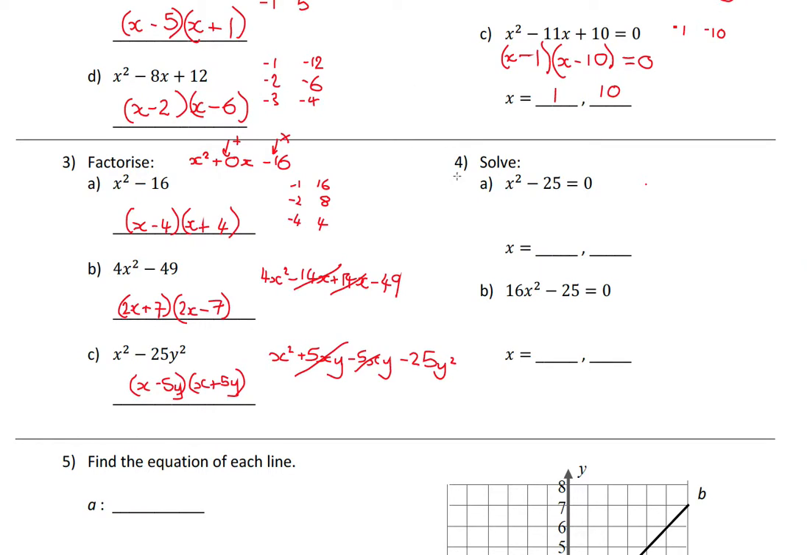Question 4, pretty much exactly the same as question 3, except again, these ones are equations, these were only expressions. So this time we've got to solve these, find the value of x that makes this all equal to 0. Okay, again, it's the difference of two squares. So hopefully we've practiced in that now. We can see that this is going to be x minus 5 and x plus 5.